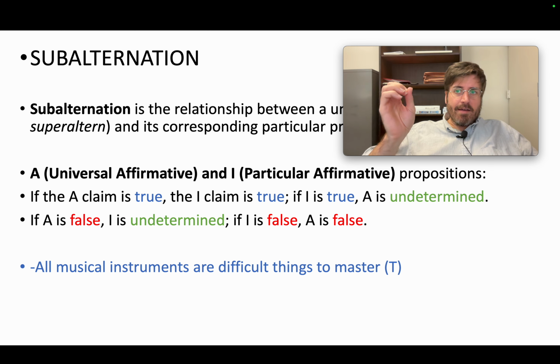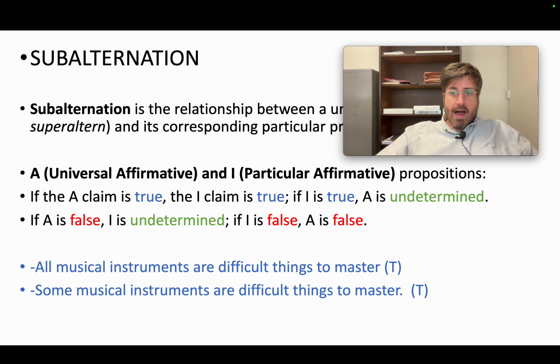If you've picked I, you're correct, right? I corresponds to A on the square of opposition, and if we're beginning with a true A claim, the I claim is also true because truth flows down. So if we transform the A claim into an I claim, we get: some musical instruments are difficult things to master. This claim is also true, right?